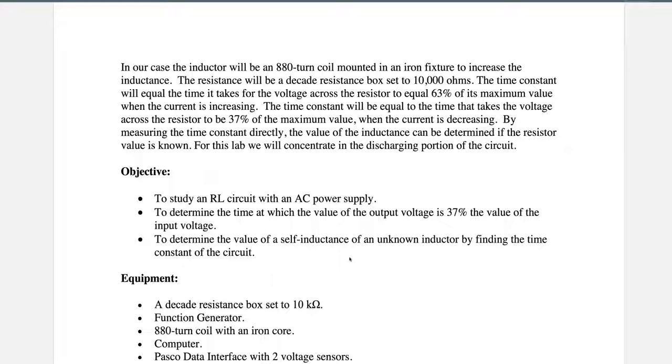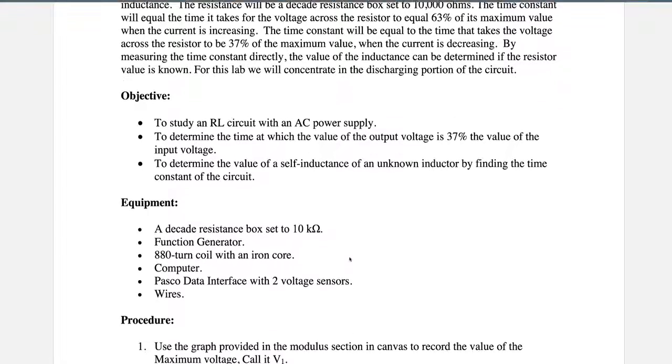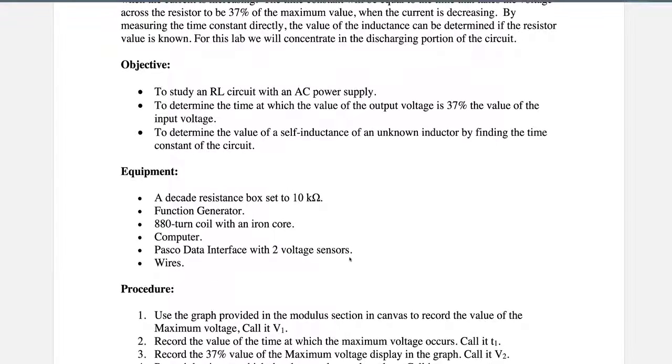Then we will determine the value of L, the self-inductance of the inductor that we are using. The resistor is 10 kilo ohm. We have a function generator to create a square wave that is going to be our input. We have a coil with an iron core and 880 turns, a computer, a Pasco interface, and wires.